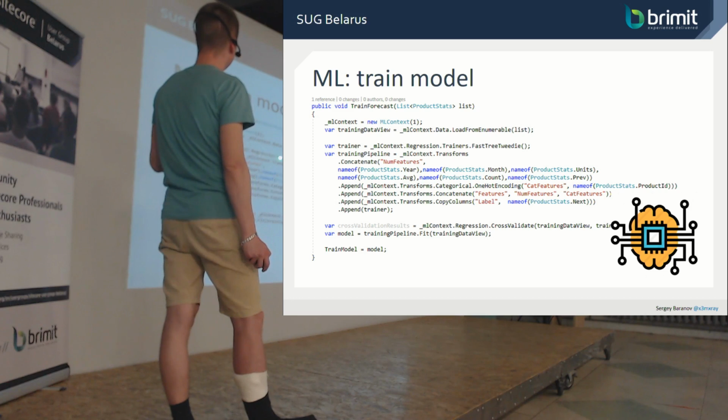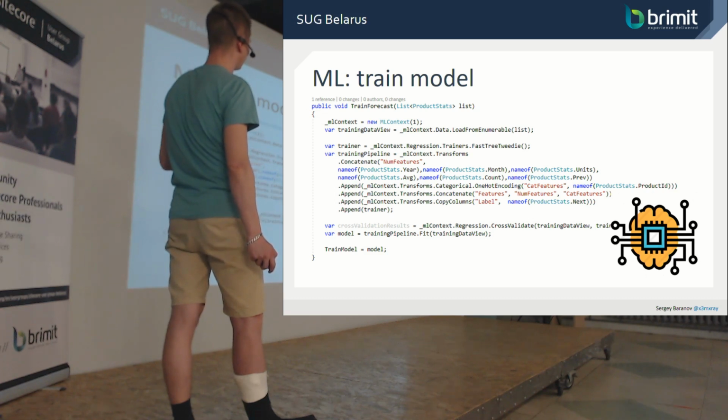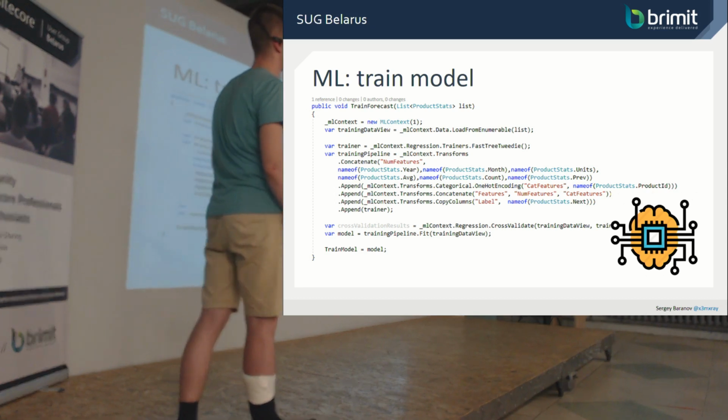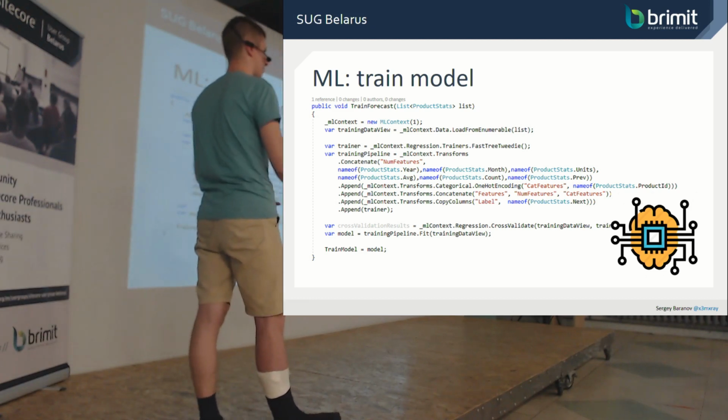We create trainers for a regression algorithm. We label our column. You should label the one column that you want to predict. This column is product stats next, because we want to predict how many orders we will have in the next month.